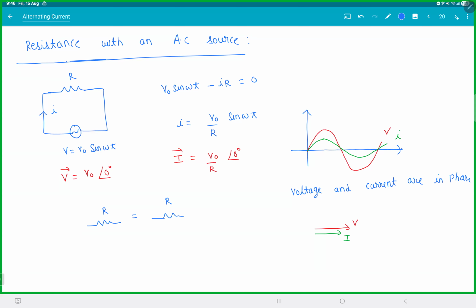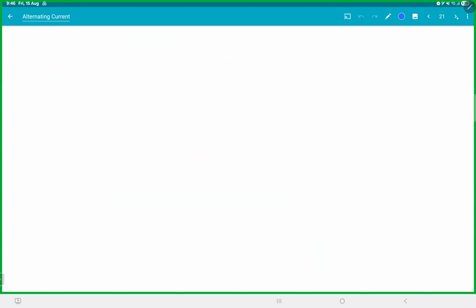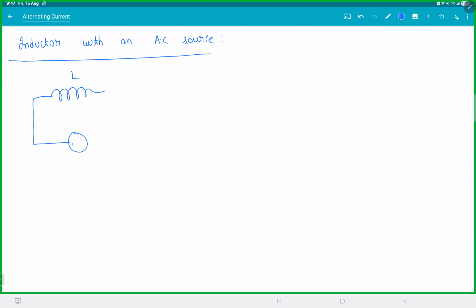Things will get messed up when you keep an inductor and capacitor. Let's see from there. Clear with this? So if you keep a resistor, it behaves like a resistor. There is no problem. But what happens when you keep an inductor? Again, remember, the whole thing is we are obsessed with Ohm's law. We want to bring everything into the form V is equal to IR. Inductor with an AC circuit. So if you have an inductor, V naught sine omega t.